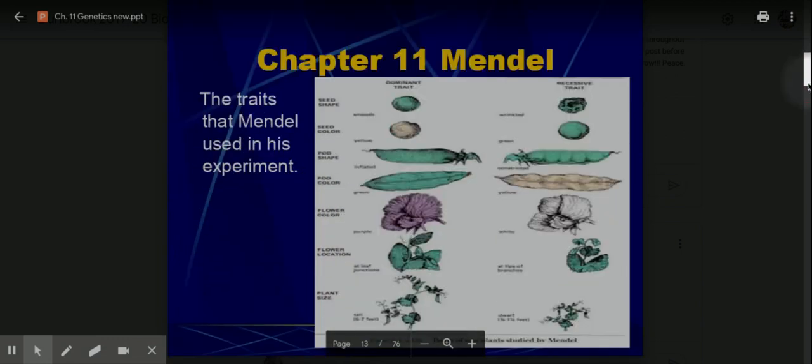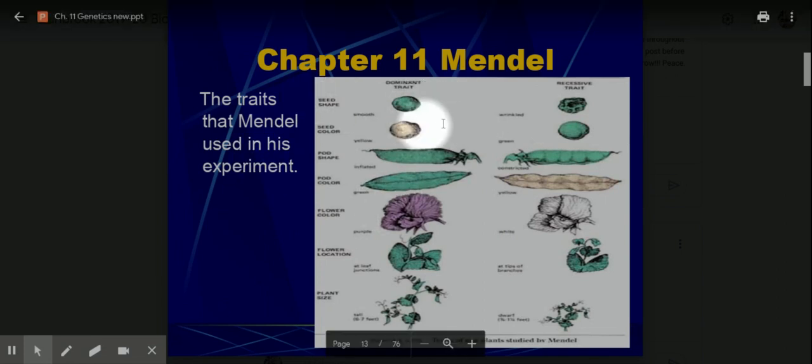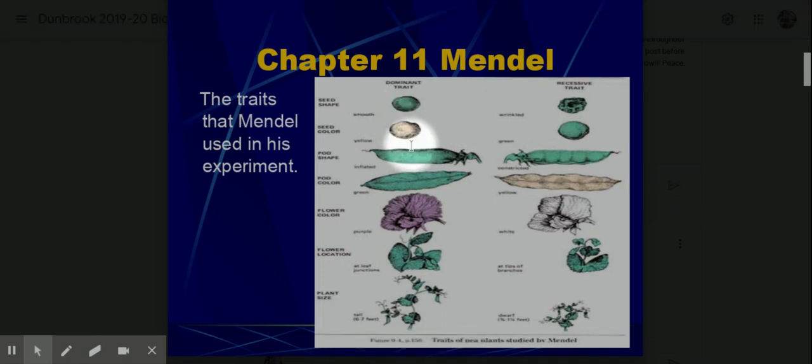So chapter 11, Mendel continued here. The traits that Mendel used in his experiment. You guys can see these. They might be a little difficult for you to see the smaller words, but he used traits such as the shape of the seed, the color of the seed, the shape of the pod, the color of the pod, the flower color, the flower location, whether it was tall up on the tips of the branches or down in what we call the axils or nodes of the branches. Also the plant size, small or really tall or short.